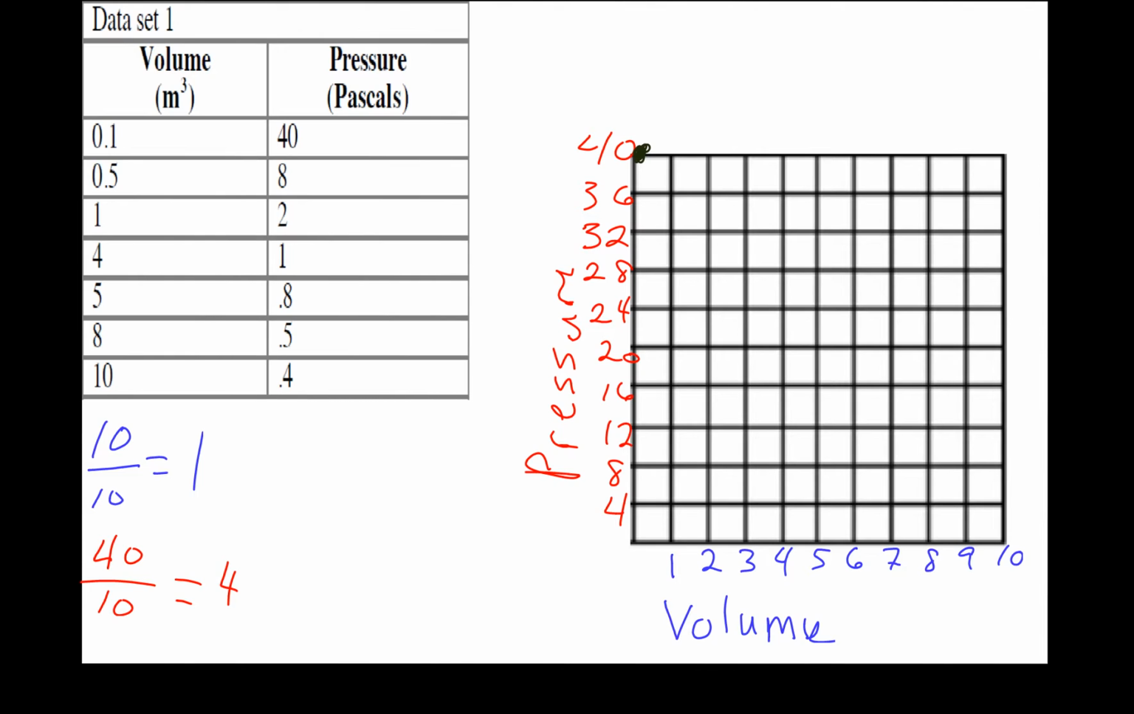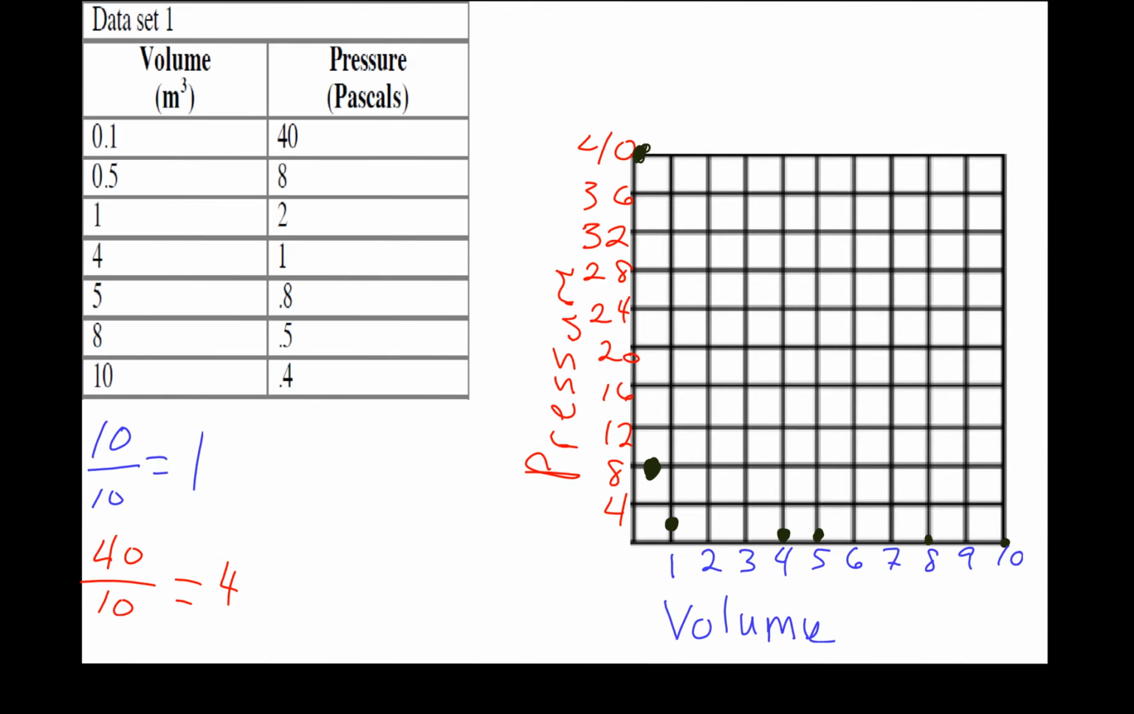So here is my next data point. Next one is 1 and 2. Then I'm going to go 4 and 1. 5 and 0.8. And 8. And then as you can see, it gets closer and closer.